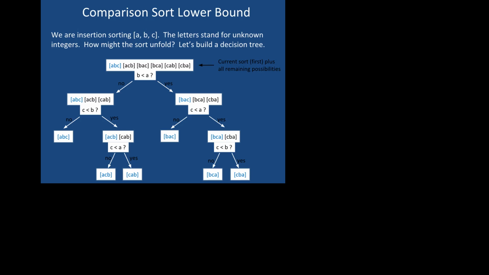Yep, we could draw a decision tree. It'd still be a binary tree. What would its shape look like? Sure, similar to this one. What would be the shortest branch?